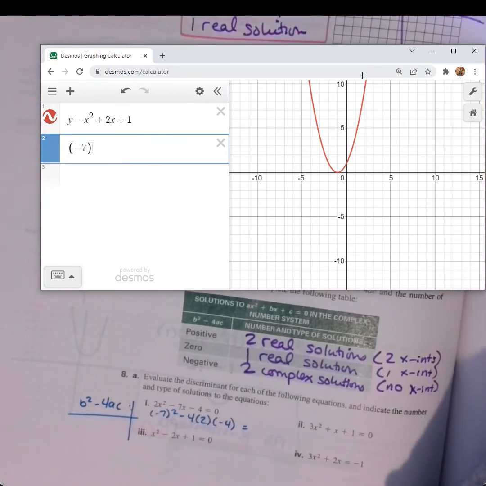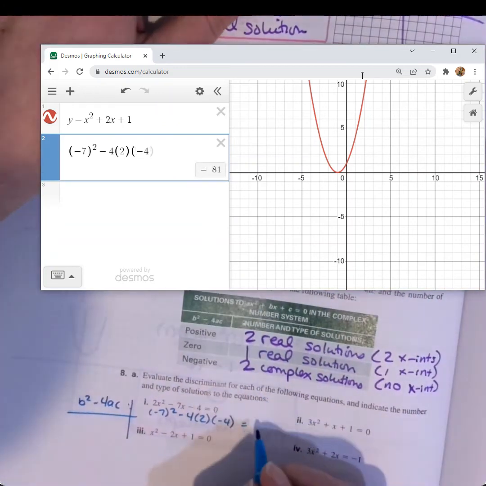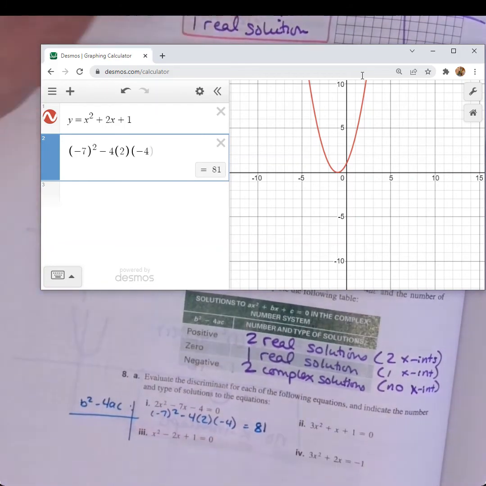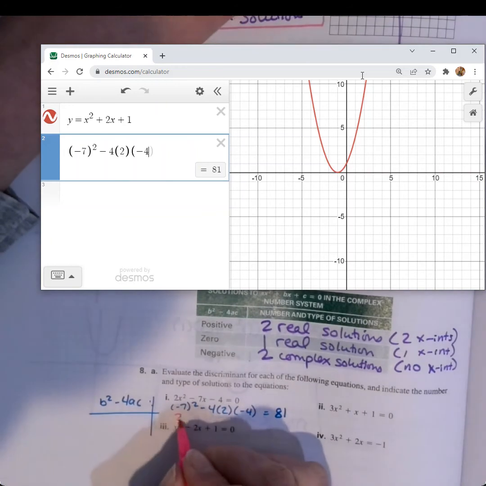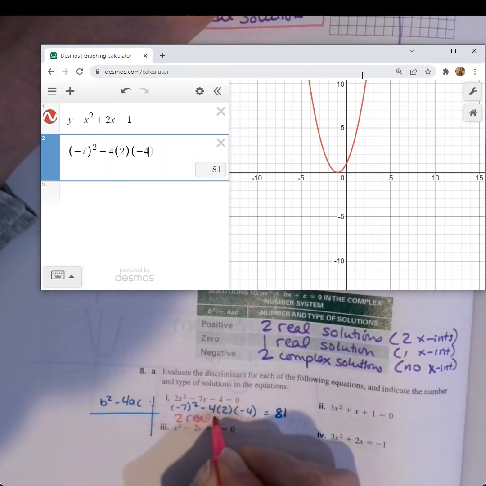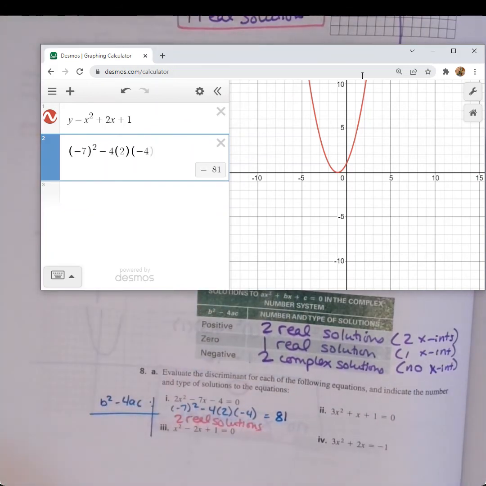So negative 7 squared minus 4 times 2 times negative 4. So this is 81. And indicate the number and type of solutions. There's going to be two real solutions because that's a positive number. All right, do it again.